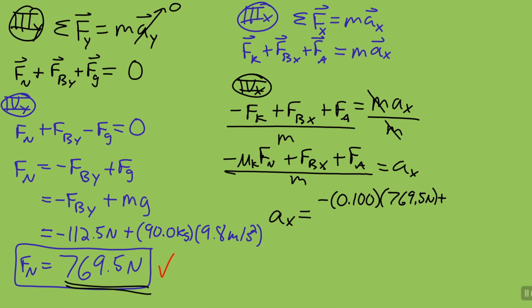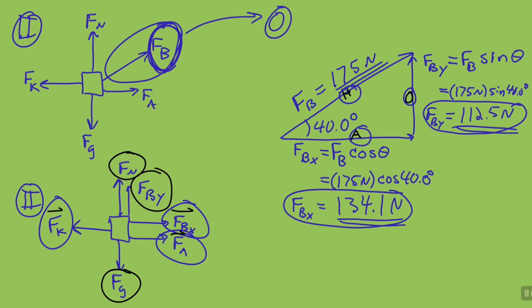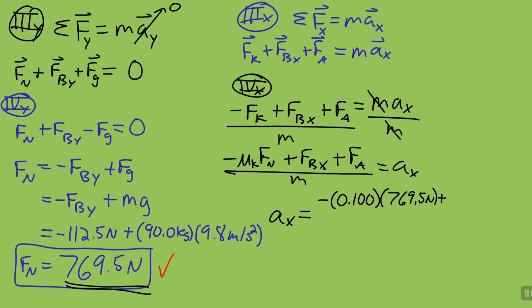Plus f sub bx. If I go back to my step 0, that's this number right here, 134.1 newtons. Plus my force of Alice. That I knew from the beginning. The force of Alice is 225 newtons. All of this divided by the mass. And the mass of this was 90 kilograms.